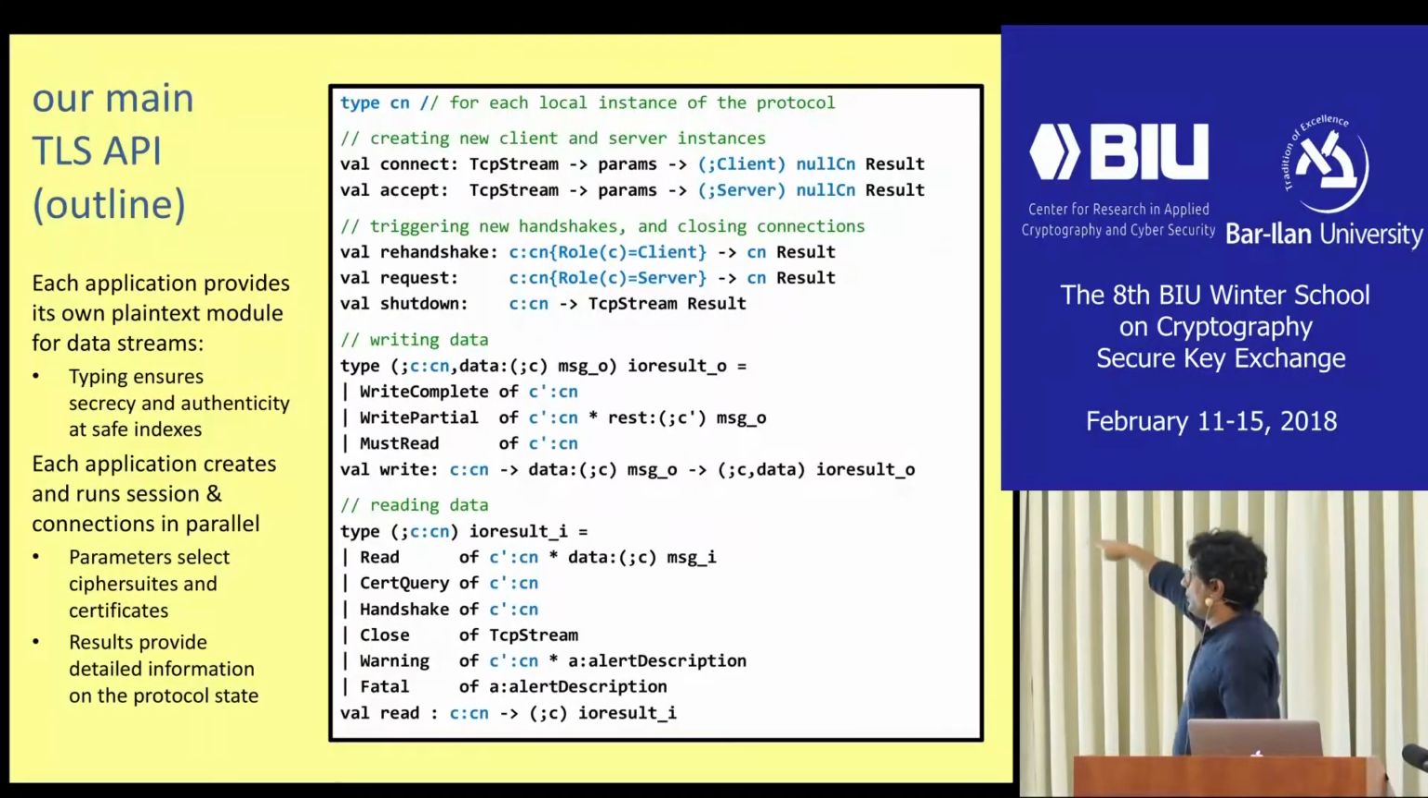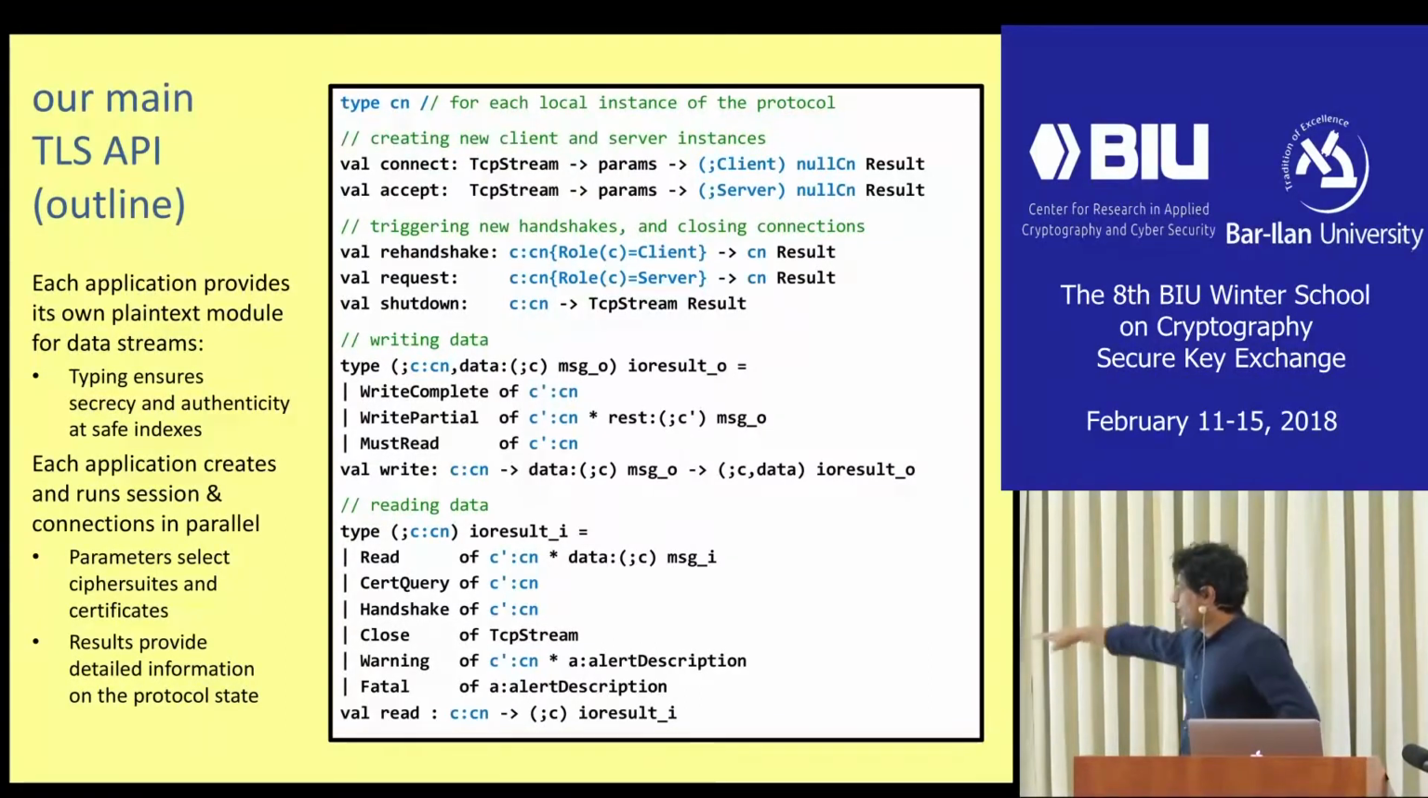Also, whenever they want, they can do a re-handshake on the connection, a request on the connection, or a shutdown on the connection. So these are different kinds of handshakes that you can do. You can do a PSK-based re-handshake, a key update, whatever. But those are connection-to-connection functions. The main two functions that you want to do are writing and reading.